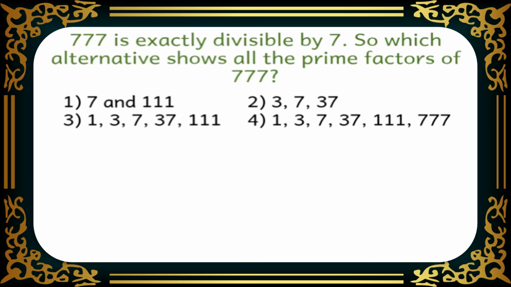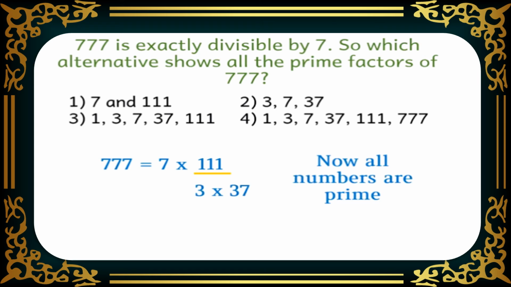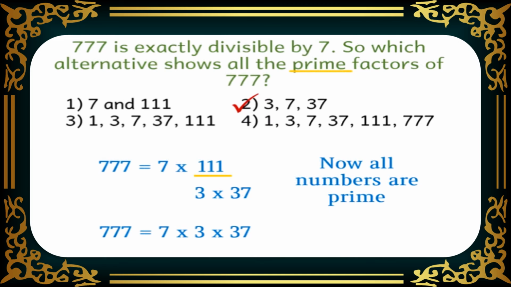Now I'll just give you one simple example of what we are talking about. Now if you divide, if you see this number, that is 777. If you multiply it by 7 into 11, it will further divide 3 into 37. Now all numbers here are prime. So you will see that option number 2, that is 3, 7 and 37, is the correct option.